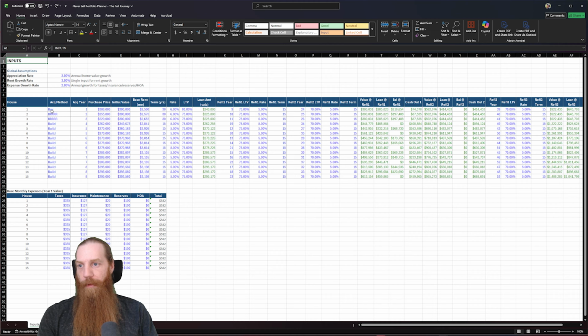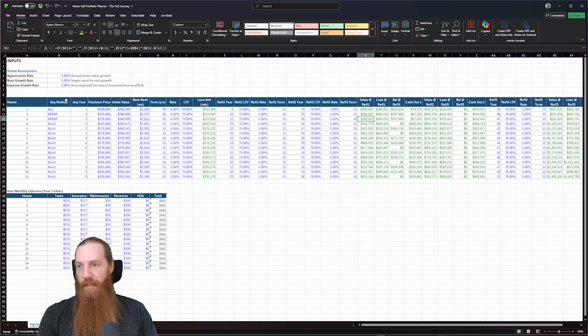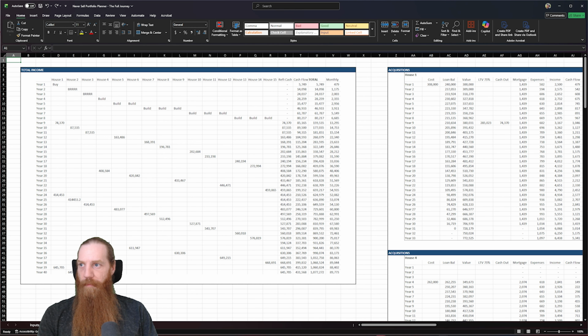Like I said before, the only stuff you need to change to put your information in is anything in blue, okay? The green stuff, leave it exactly as it is. Those are calculated cells based on the inputs. Okay, let's go to the tables tab and we'll take a look at that real quick.